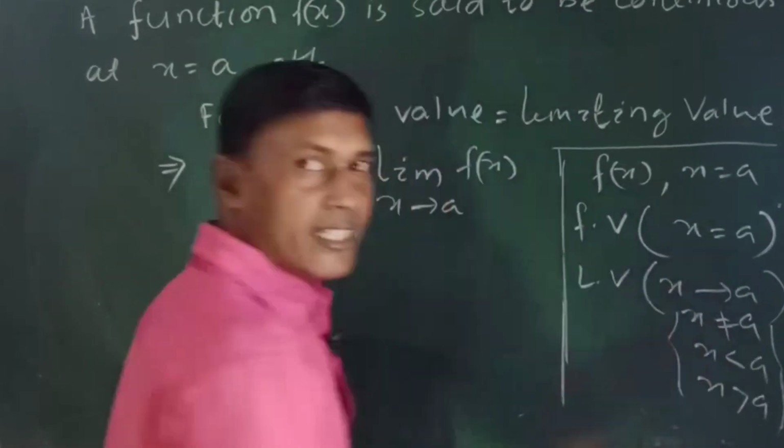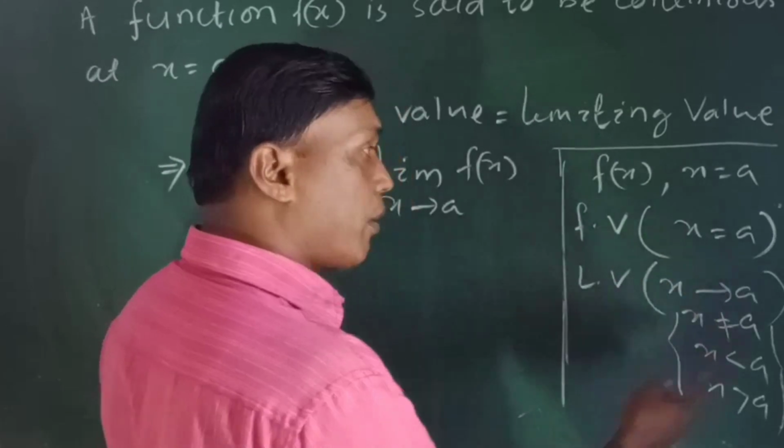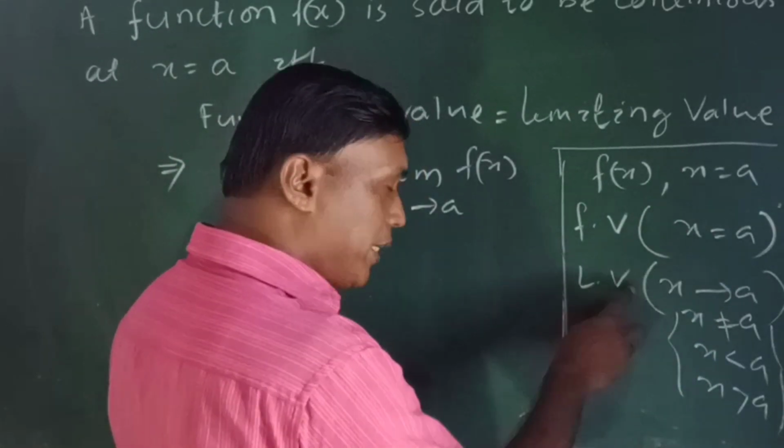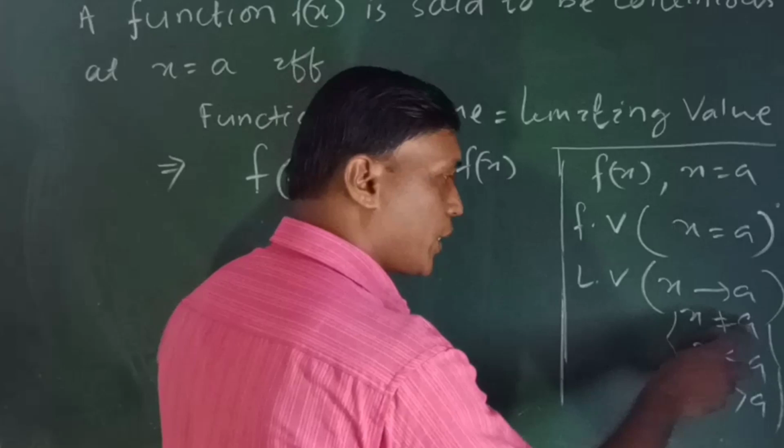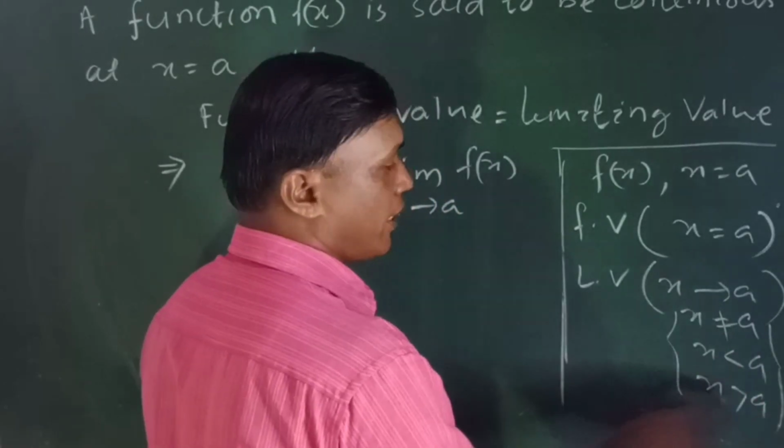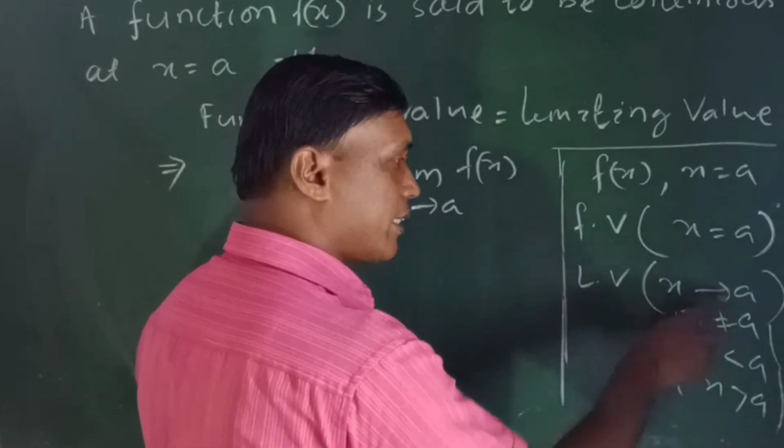X tends to a means x not equal to a, means x less than a or x greater than a. These are the cases. So the functional value can be evaluated where x is equal to a. The limiting value can be evaluated when x is not equal to a, or x less than a, or x greater than a. So limiting value means x tends to a.